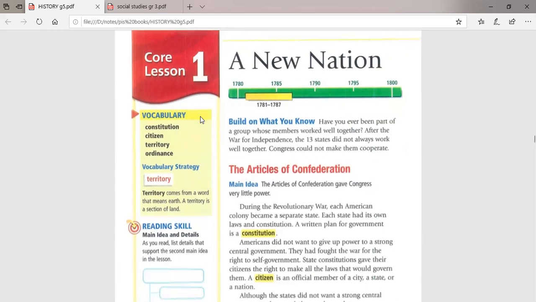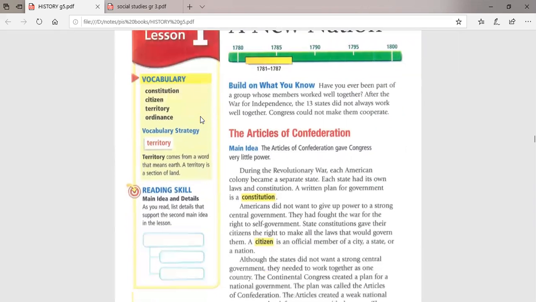The first lesson we have today is a new nation. What we're going to talk about in this lesson is that America ended its war, the Revolutionary War, with Britain. Now all the Americans are free. When any country gets its freedom, it starts to write the constitution, or the laws of the country. Now America is free. No British citizen lives in America nowadays.